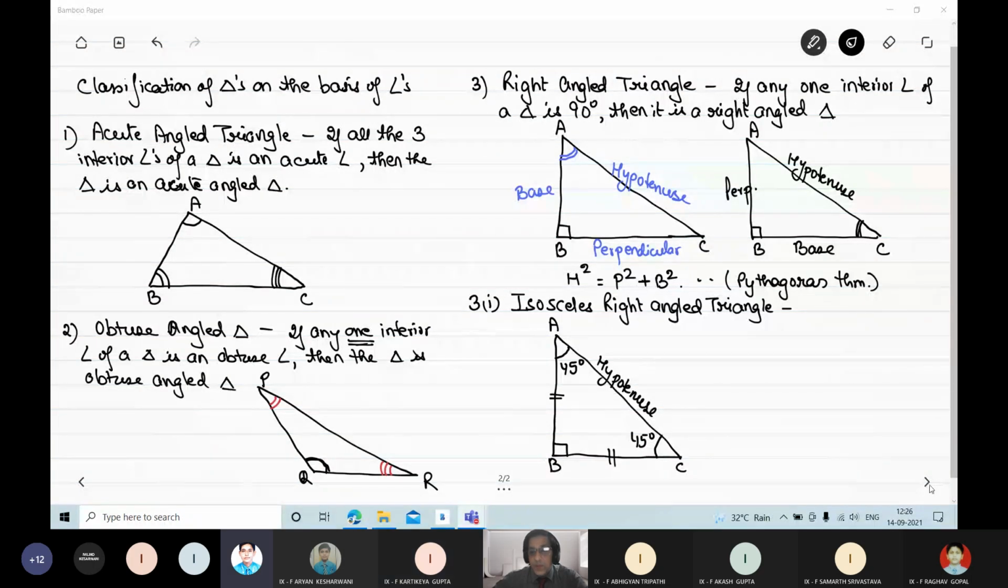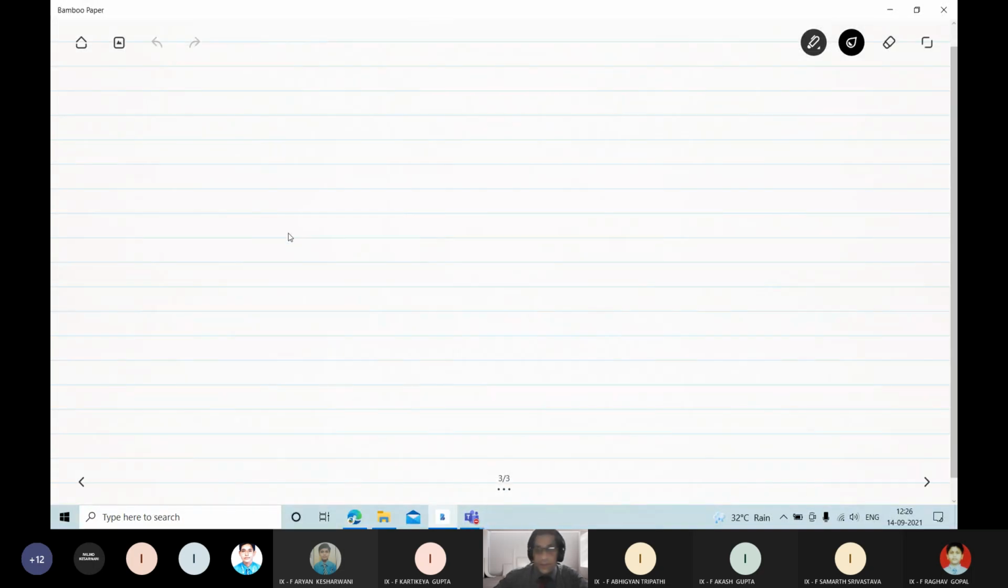So these are the different types of triangles that you will come across in the chapter. Now we move to certain terms which are associated to triangles. The first is a median.